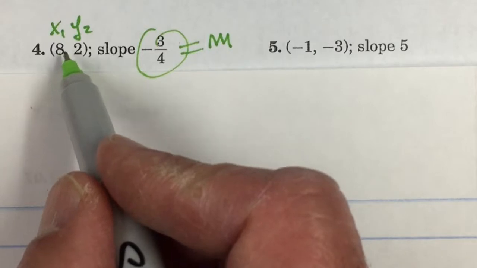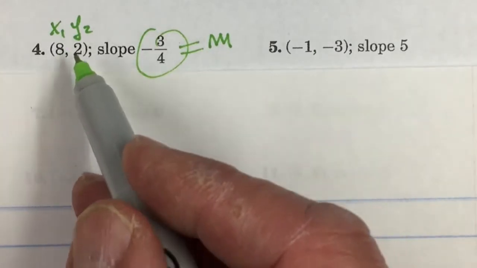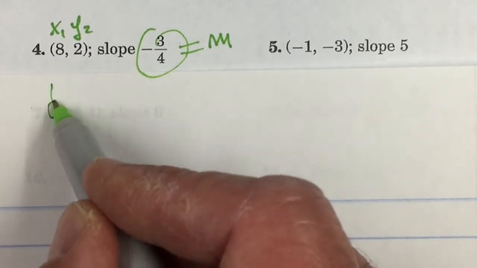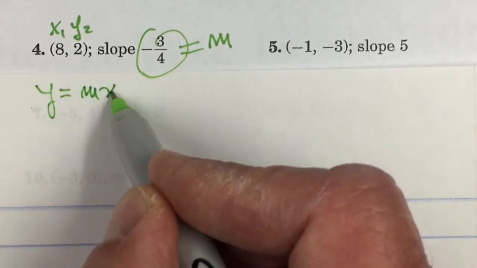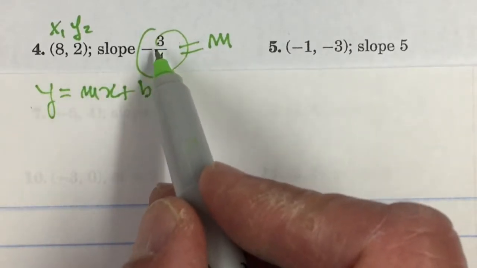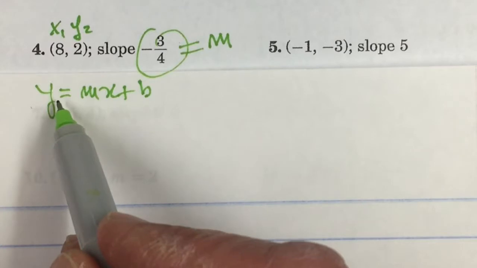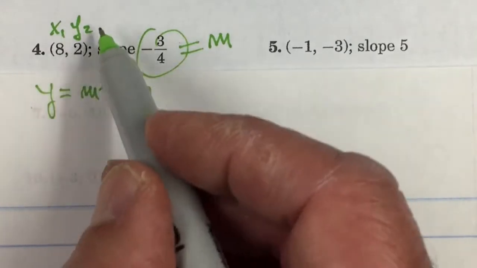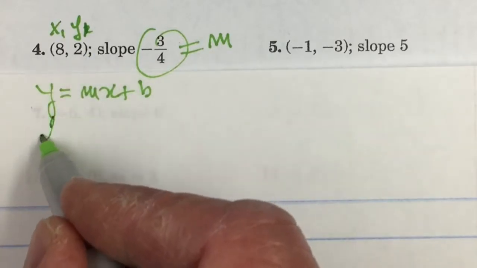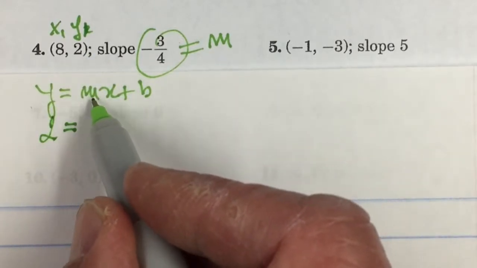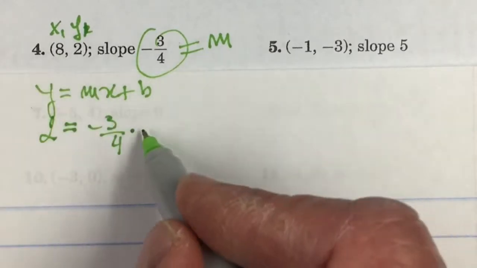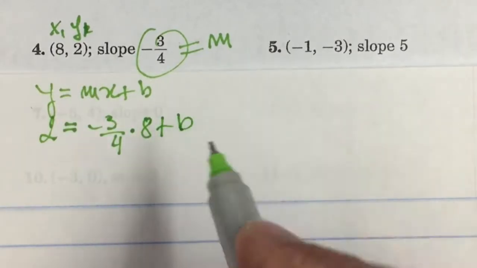Since this is not 0, this point is not the y-intercept, so I have to find the b using my equation, y equals mx plus b, okay? So I'm going to replace the m by this value, and x and y, these two, by the x1 and y1 of this given point. So my y equals 2, right? Equals m, how much is my m? -3/4 times my x. My x equals 8 plus b.